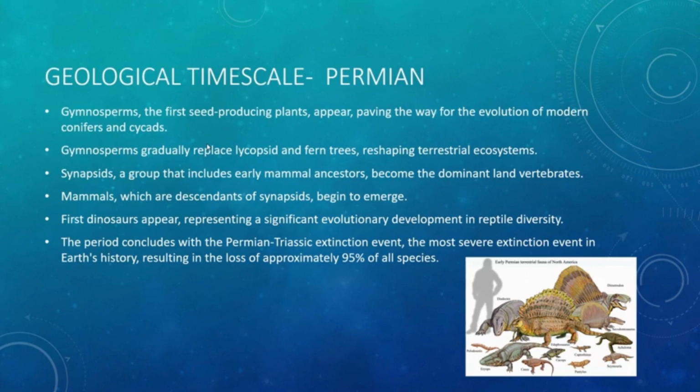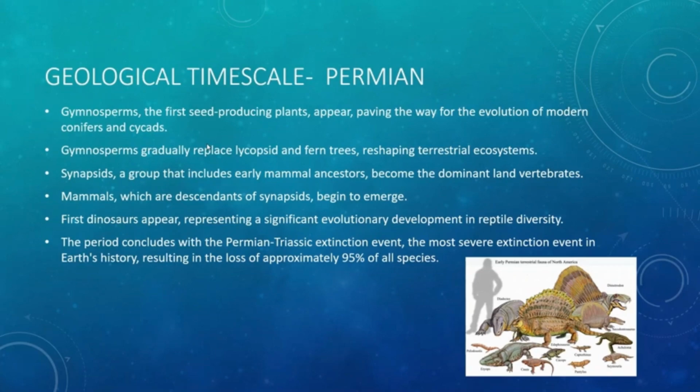Synapsids, a group that includes early mammal ancestors, became the most dominant land vertebrates. Mammals, which are descendants of synapsids, began to emerge. The first dinosaurs appeared, representing a significant evolutionary development in reptile diversity.